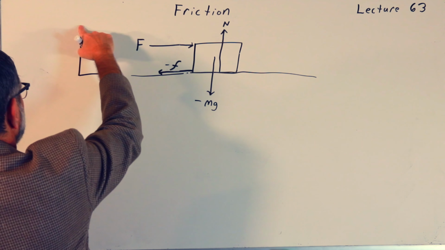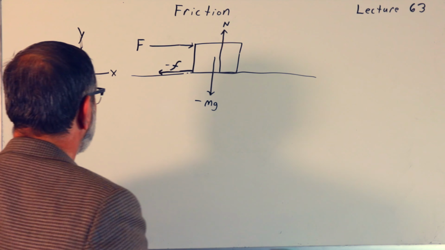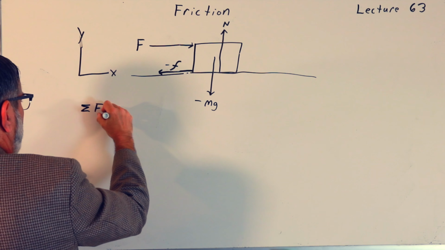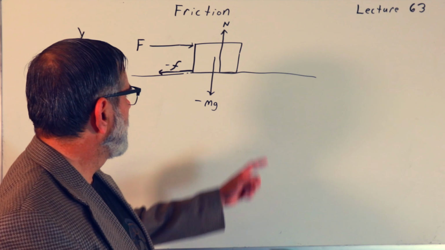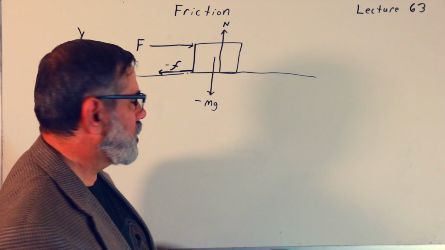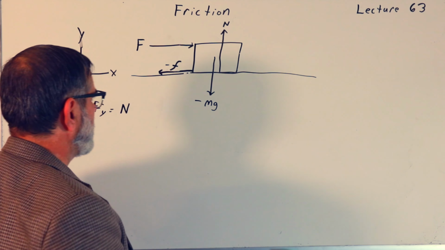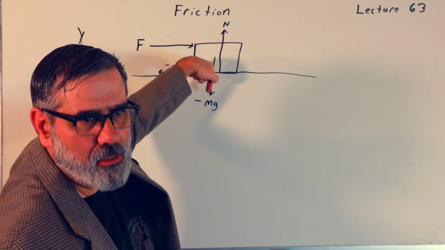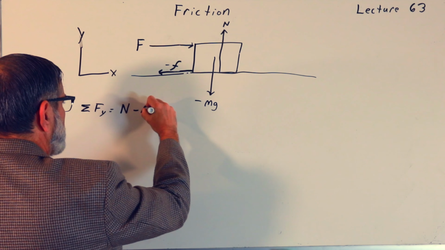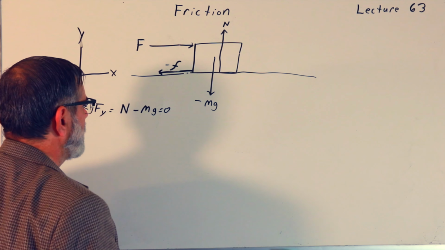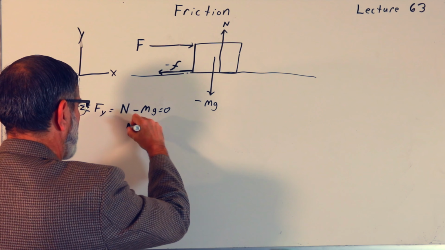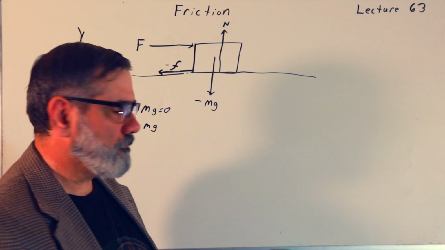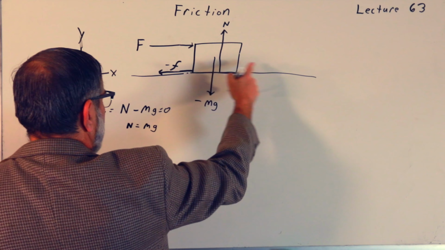So if we call this x, we call this the y direction. Then in the y direction, let's say that the sum of the forces in the y direction, what are they? Well, in the positive direction we have the normal force, right? And in the opposite direction we have the weight of the object, minus mg. This is equal to 0. This, of course, means that the normal force is equal to the weight, right?